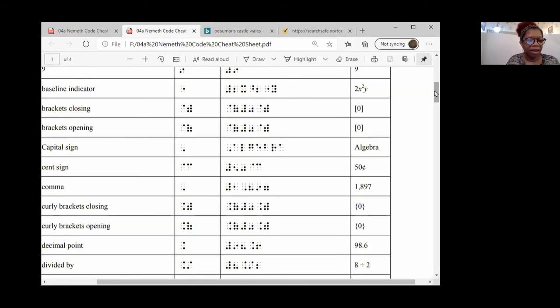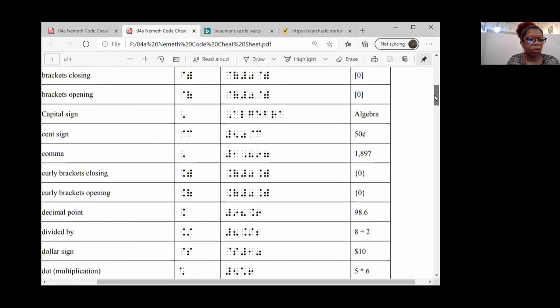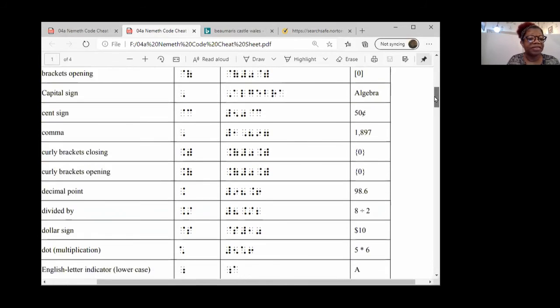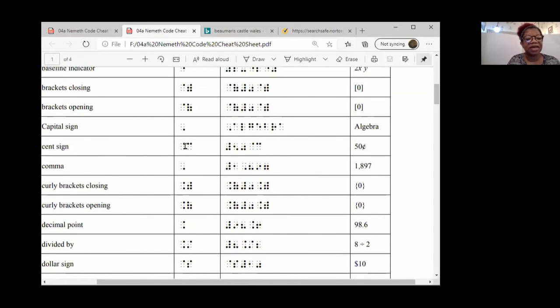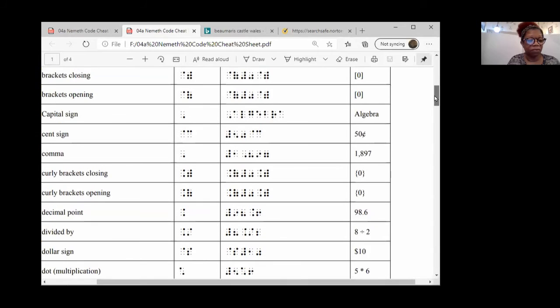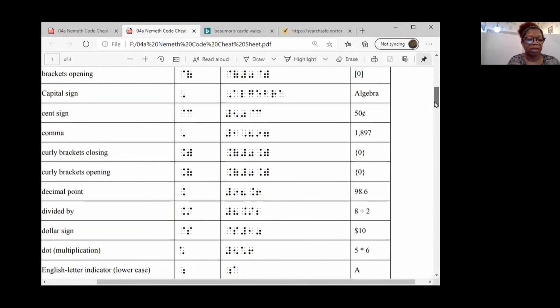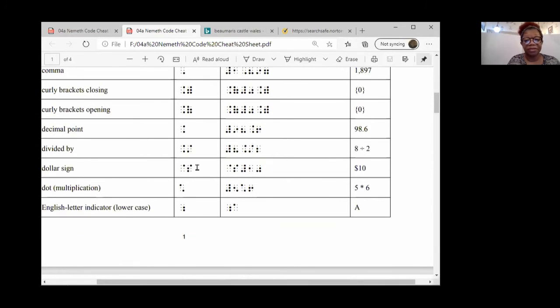So I want you to look at that one. And I think we're going to review the cent sign and the dollar sign. The cent sign is dot 4, C, and the dollar sign is dot 4, S. So here's an example. Dollar sign, number sign, 1 and 0. So that's $10.